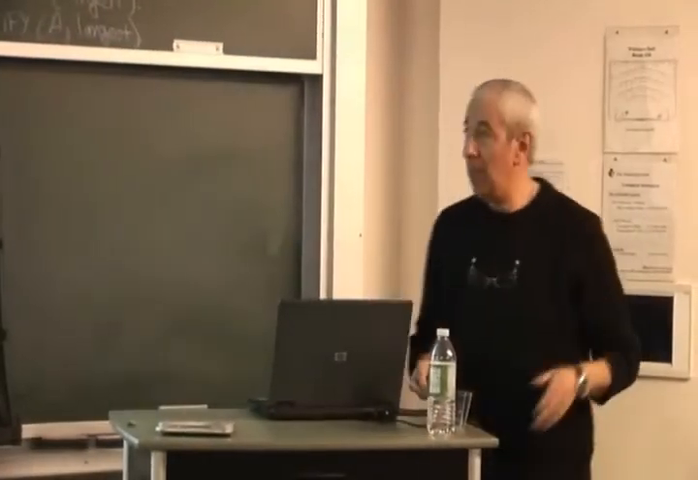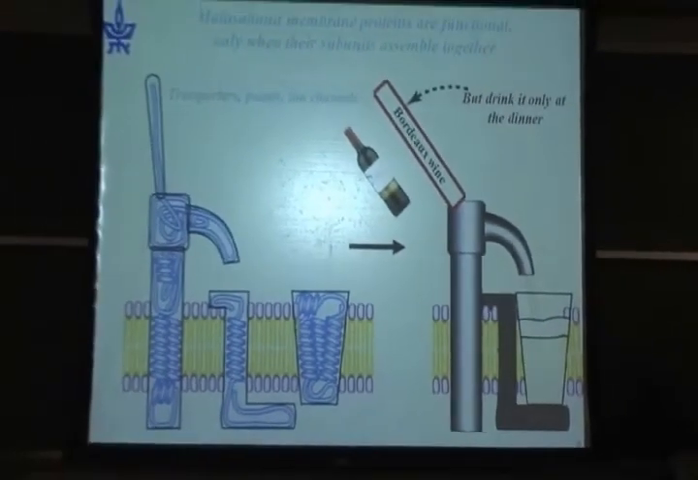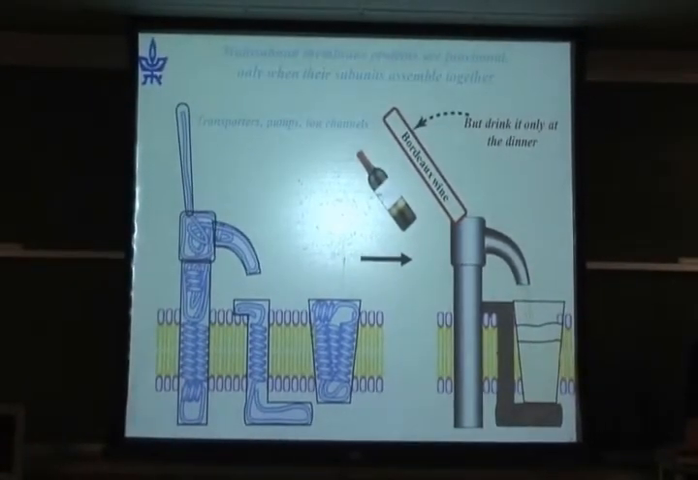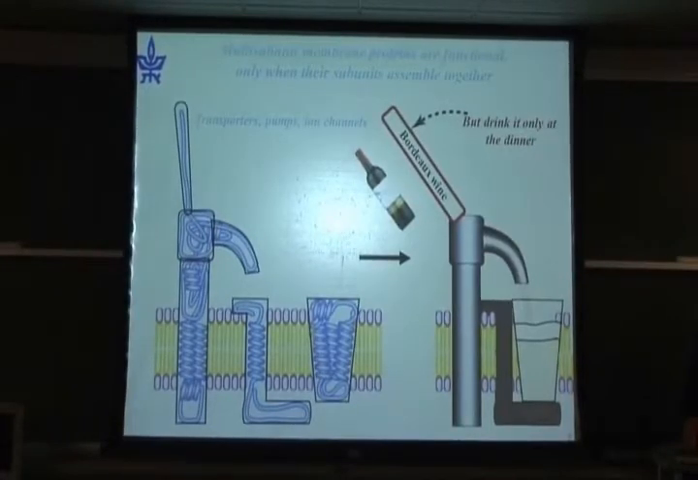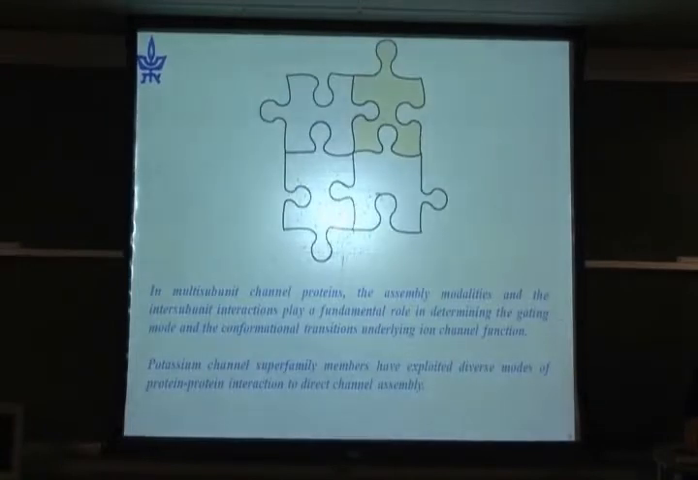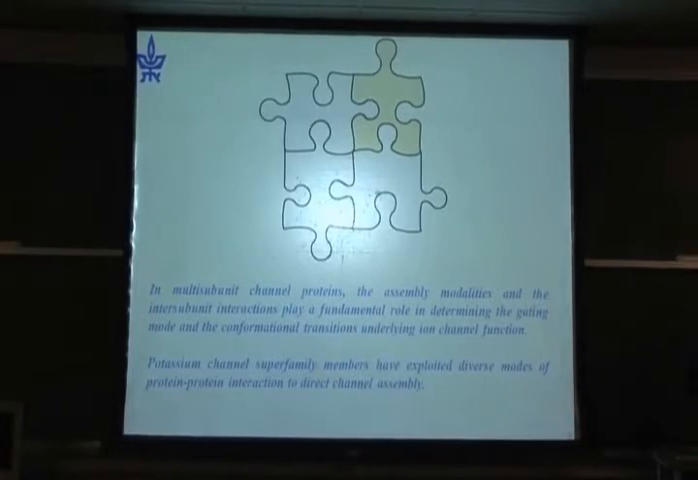So today I will try to present you a set of data showing some properties of the gating motion and the assembly modalities of this channel complex. As an introduction, as you know, multi-subunit membrane proteins like transporters, pumps, and ion channels are functional only when the subunits assemble together. And the assembly modalities and the inter-subunit interaction play a fundamental role in determining the gating mode and the kind of conformational transition underlying the ion channel function.